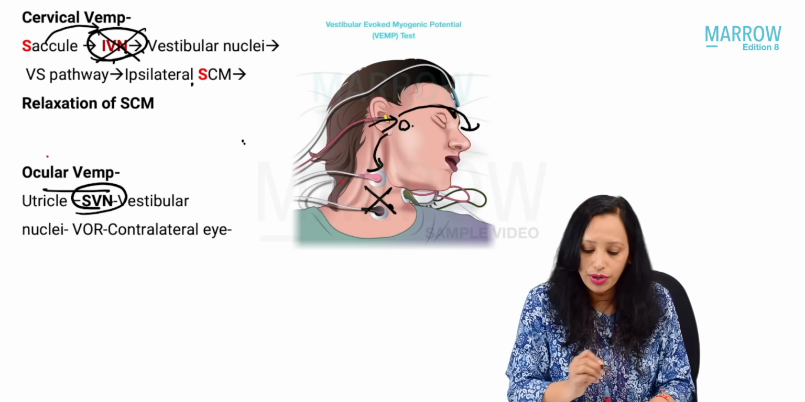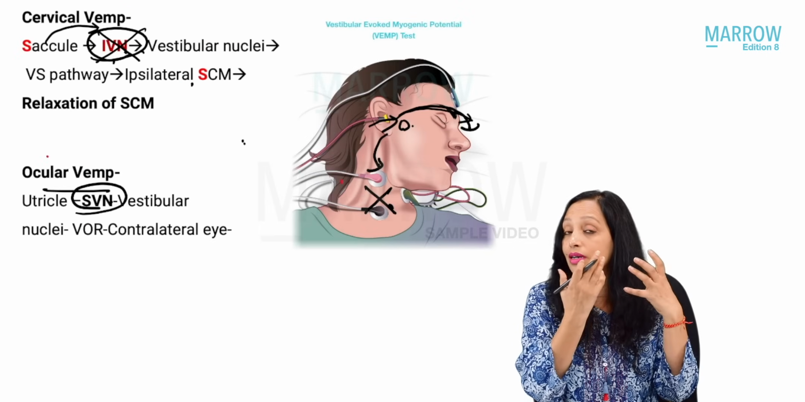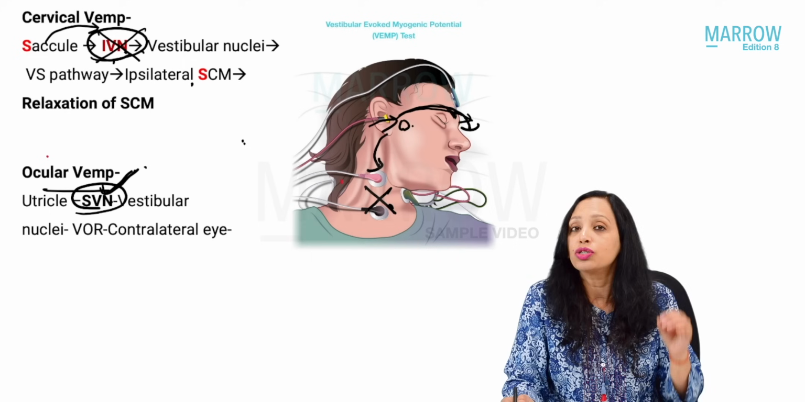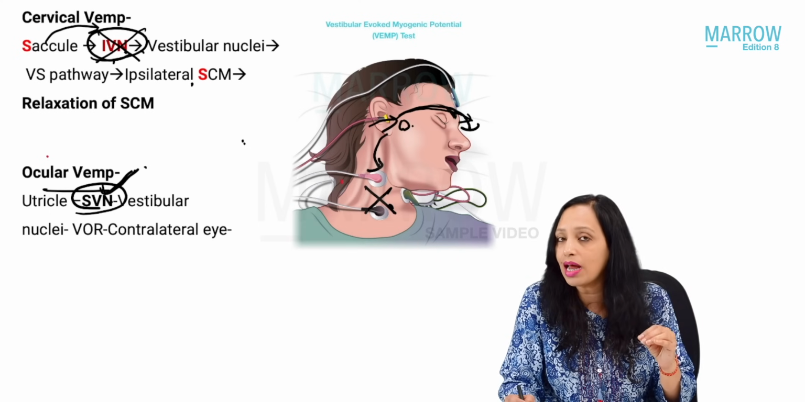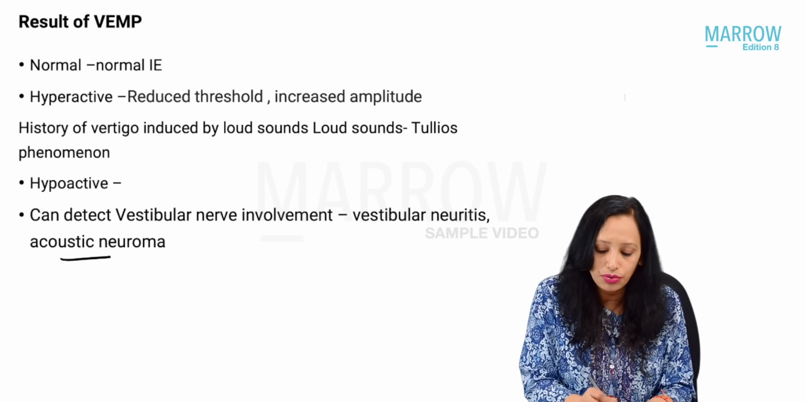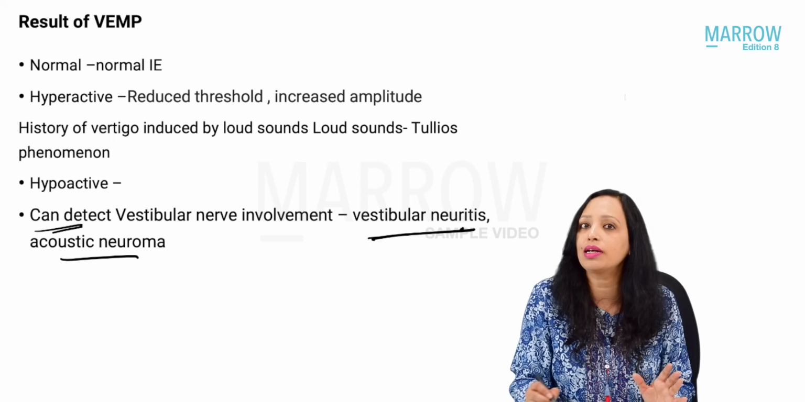Similarly, if we are doing this test and we are not finding any response in the contralateral eye muscles, it means that the superior vestibular nerve is affected. So this can help us to find out the nerve of involvement in acoustic neuroma or in vestibular neuritis. Is that very, very clear?